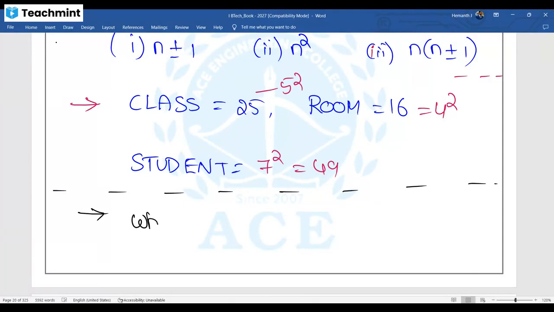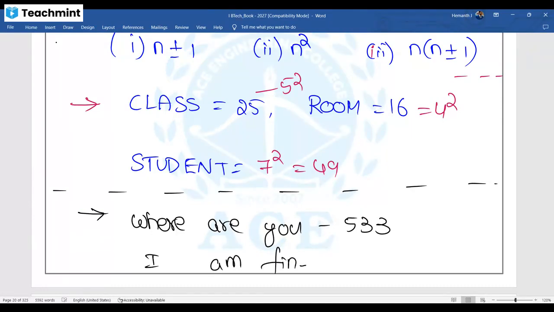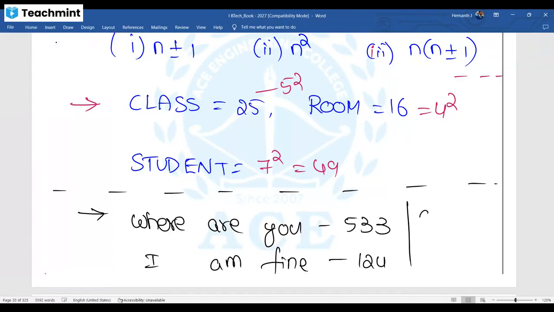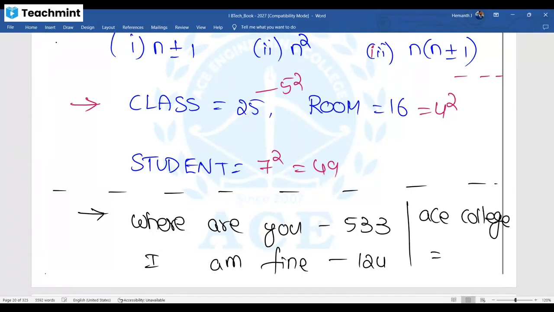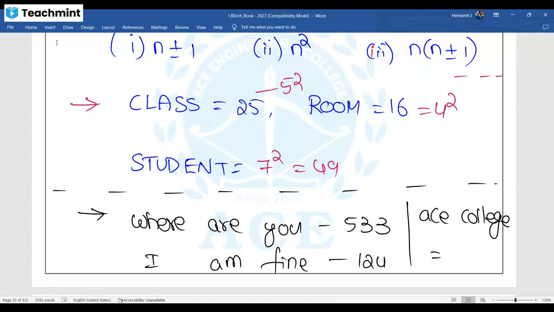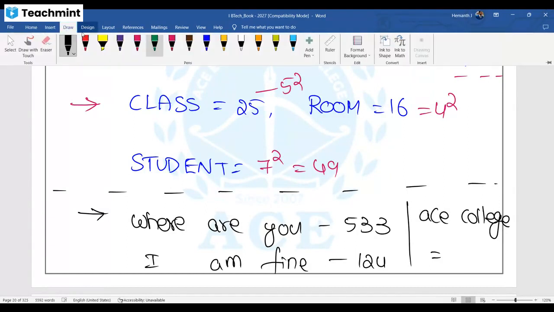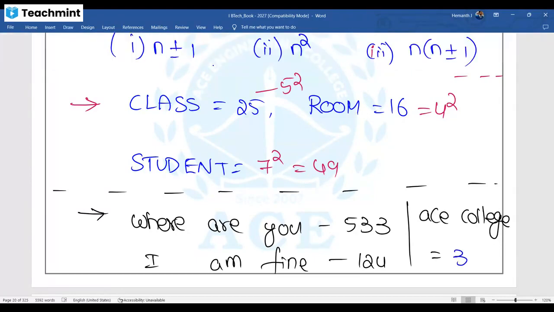Where are you is given as 533. I am fine is given as 124. Ace College dash, then what will be Ace College? Ace College will be 37. So I hope you got it. These are not the same codes; they gave other codes in the recent recruitment.